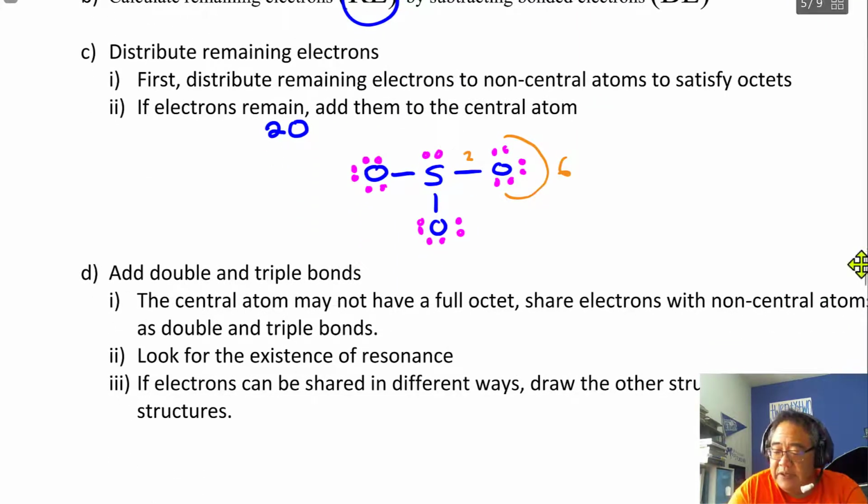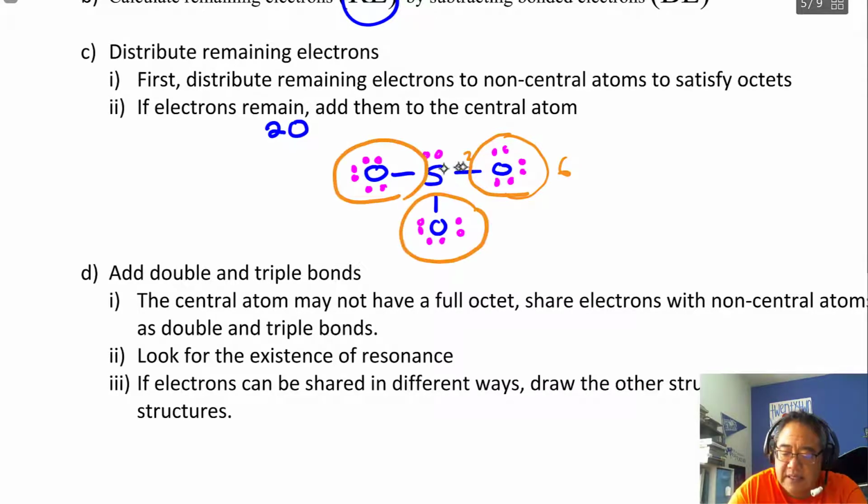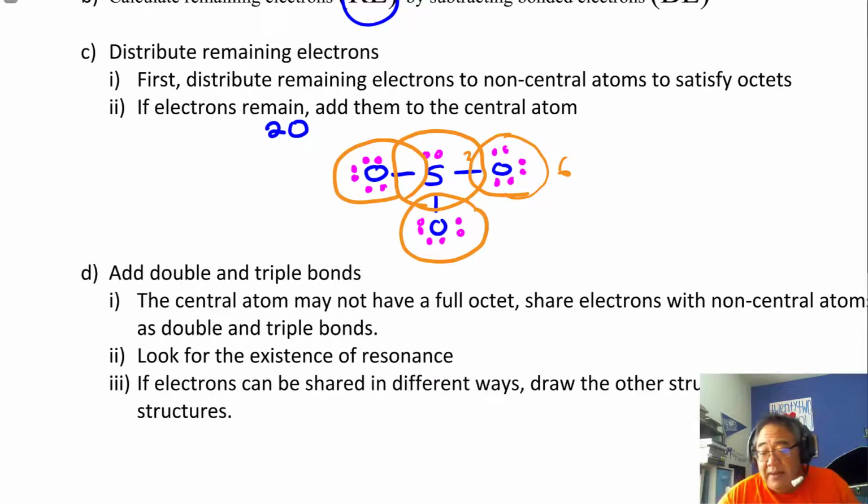And so I'll again finish this off like this. That's 8. That's 8. That's 8. And then you have to check the central atom too. Don't forget that guy. That guy has 8. So that Lewis structure is done. Now it's an ion. So what you'll end up doing is this.